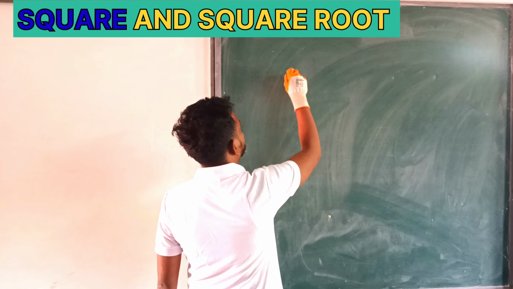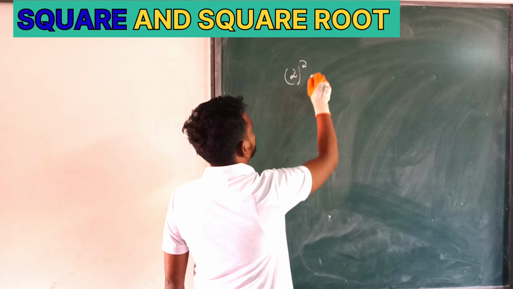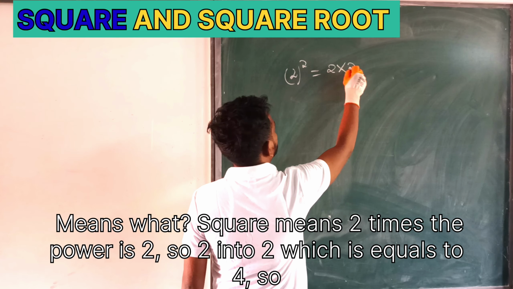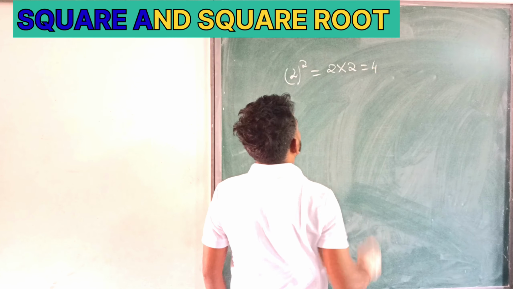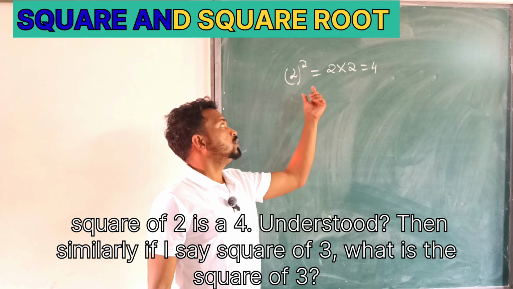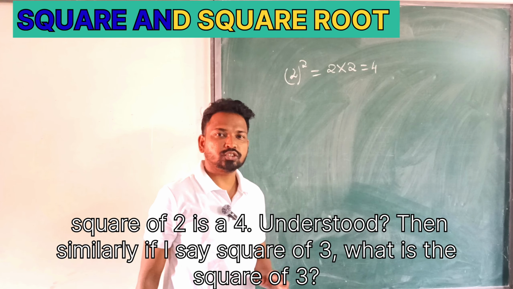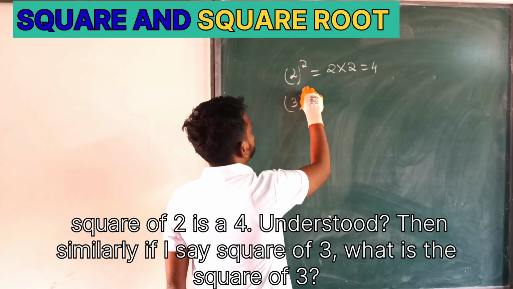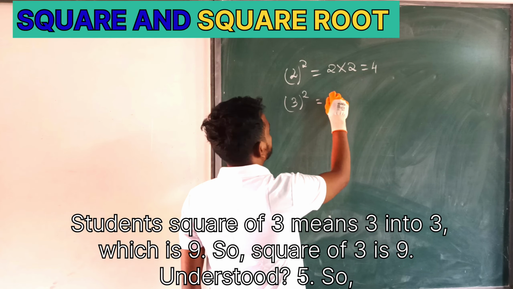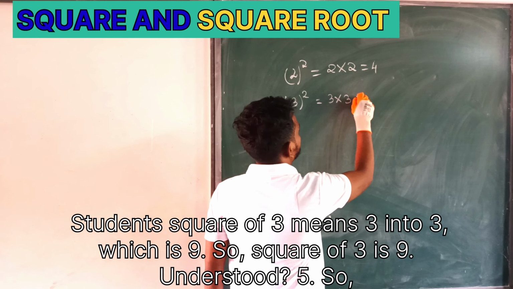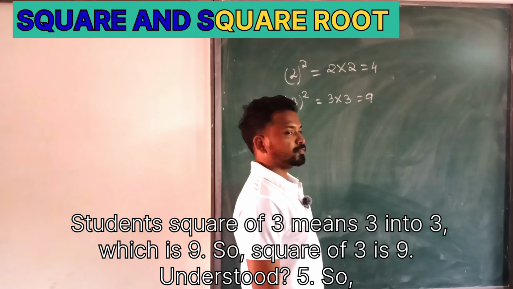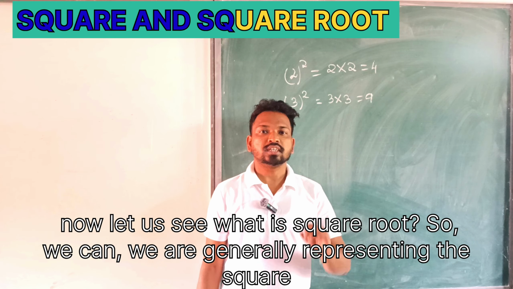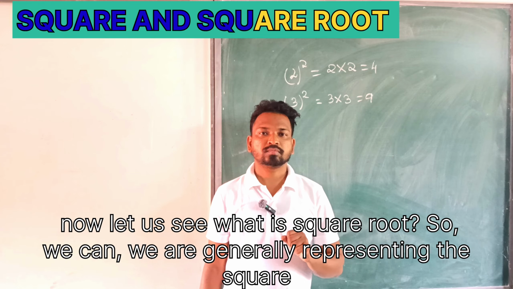Suppose, what is the square of 2? Square means 2 times, the power is 2, so 2 into 2 is equal to 4. So the square of 2 is 4. Understood? Then similarly, what is the square of 3? Students, the square of 3 means 3 into 3 which is 9. So the square of 3 is 9. Understood? Fine. Now let us see what the square root is.